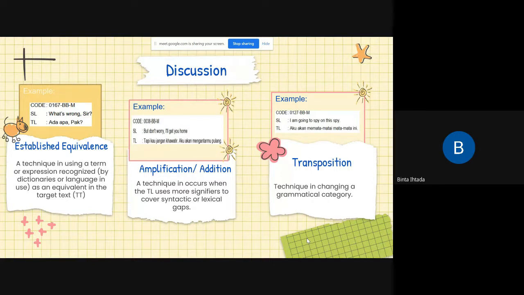So next is transposition. The source language is "I'm going to spy on this spy." The target language can be translated by "aku akan memata-matai mata-mata ini." And the second example is found in the grammatical item: to be plus ing plus to plus verb 1. The pattern of simple future tense in the source language is translated into "sedang" in the target language.